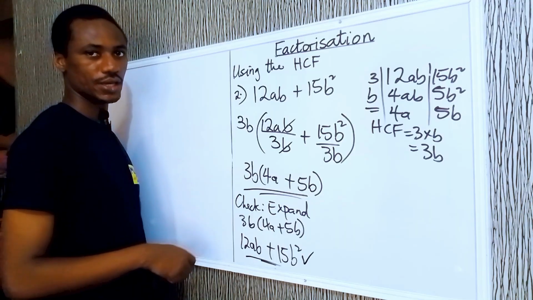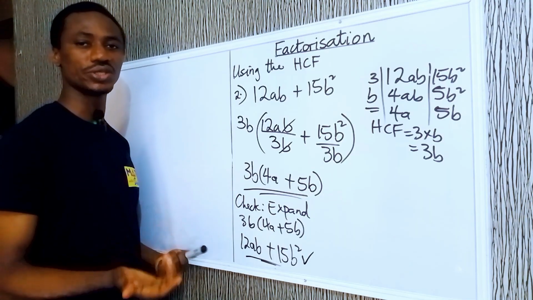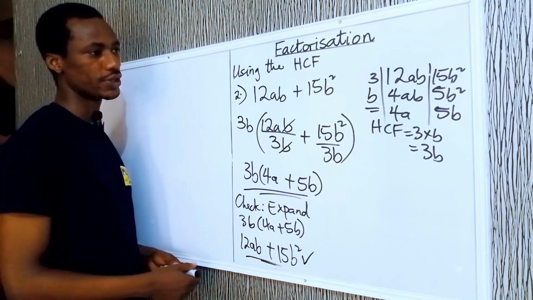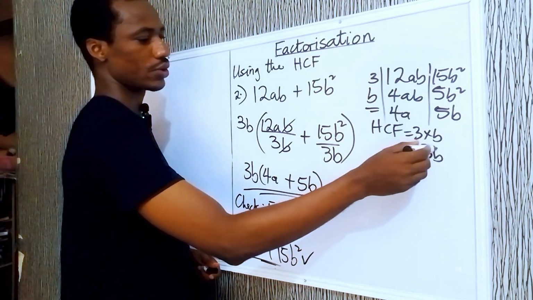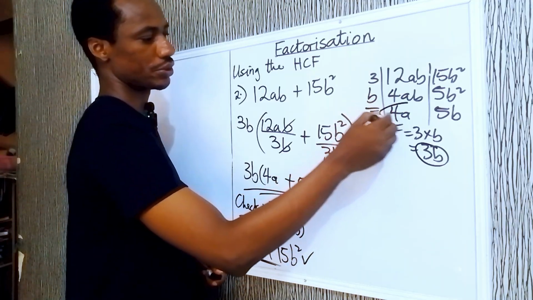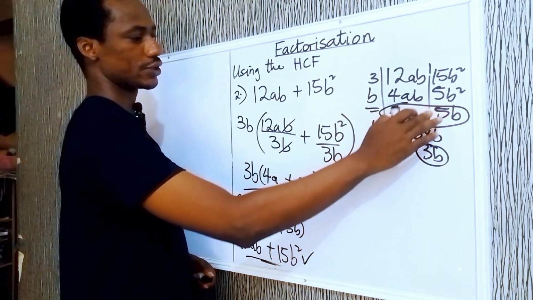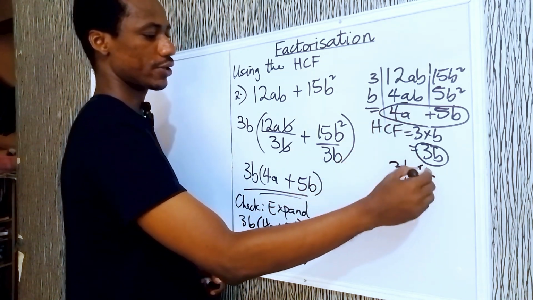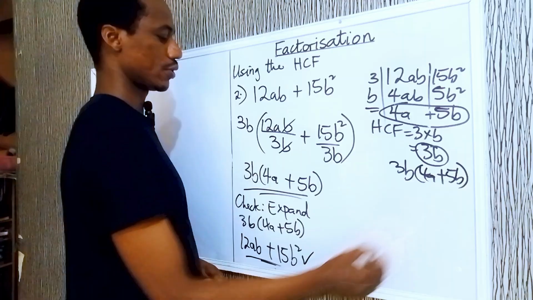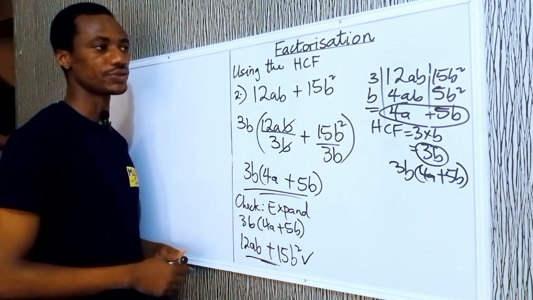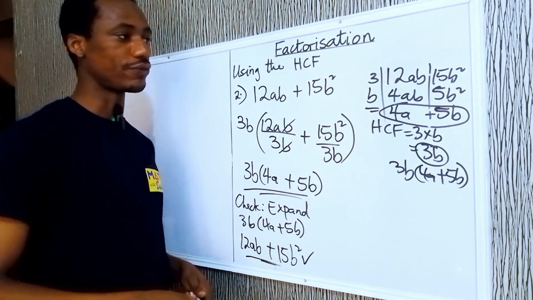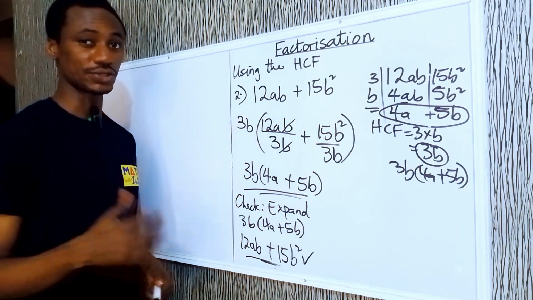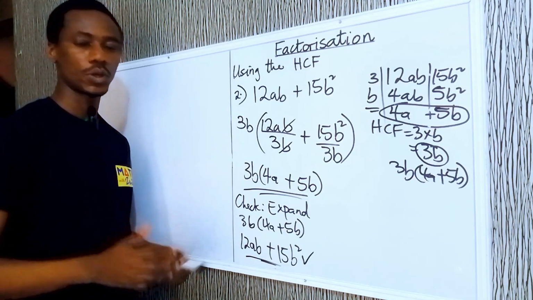But remember again, the shortcut I pointed your attention to, in case you're doing this in an objective exam where you do not really need to show your workings. Once you're able to get this and you know your HCF, these will be the remaining pieces inside. If this is plus, you put your plus there. So that will be 3B bracket 4A plus 5B, which is the same thing we've got. If you can master your highest common factor in this columnar method very well, you can always use that as a shortcut for your objective work.